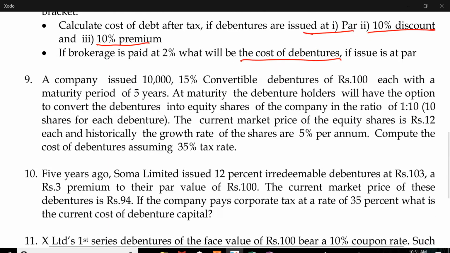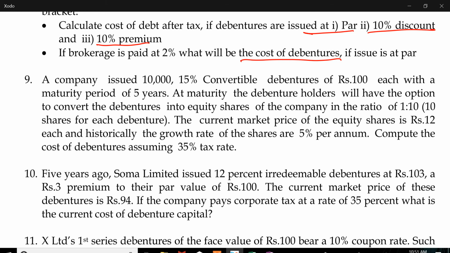Next, let's move to question 9. Anybody still working out on question 8? Can we proceed? Okay. A company issued 10,000 15% convertible debentures of 100 with a maturity period of 5 years.